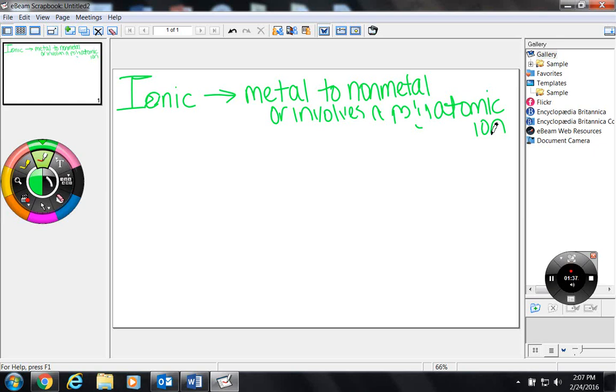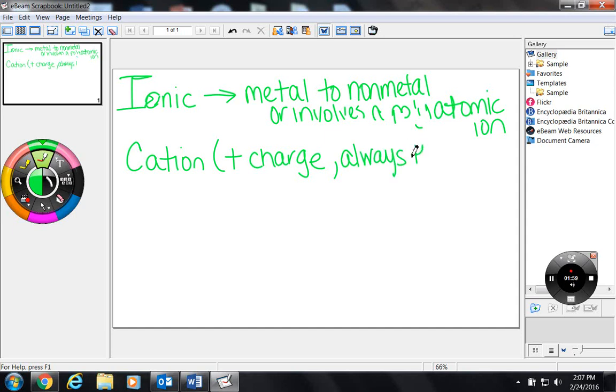What goes first in an ionic compound? Metal. Well, the cation, which is typically the metal. It's always the metal that goes first. You get the cation.